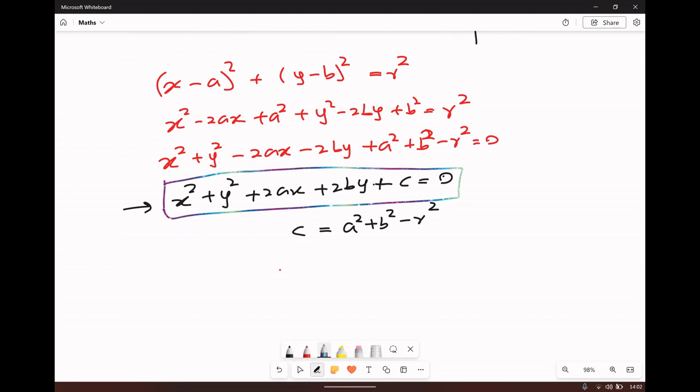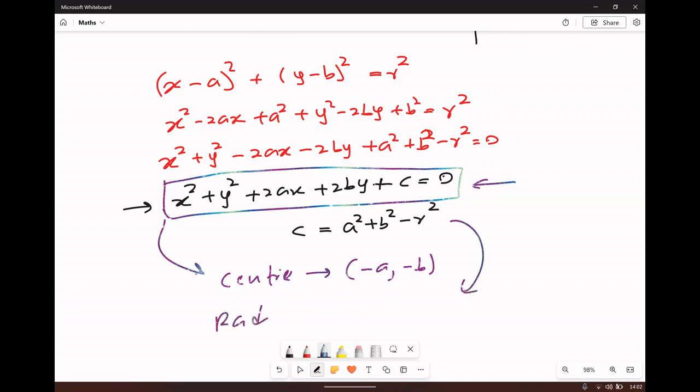So if this was the circle, how can we recognize the center and the radius of the circle? We can just recognize that. In this format, the center would be minus a comma minus b. So we have the equation in this format, and we can recognize what a and b are. If you take minus a and minus b, that gives us the center of the circle. And for the radius, we can get from this one that r squared is equal to a squared plus b squared minus c.